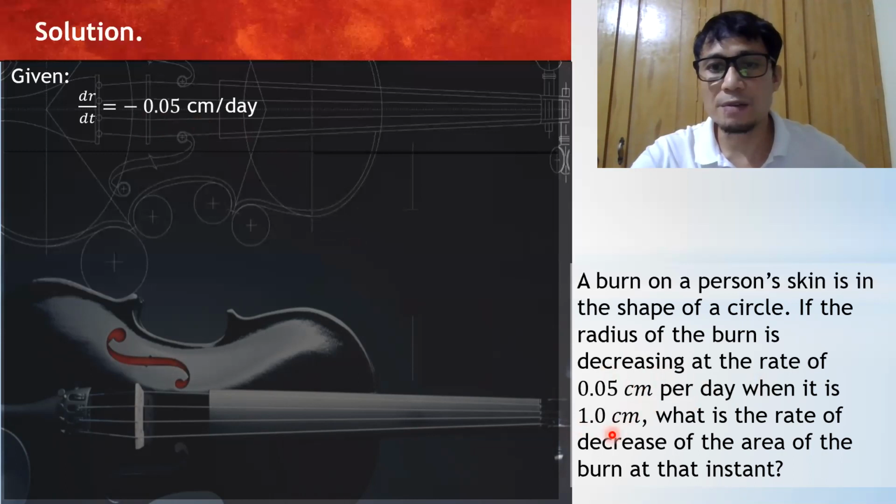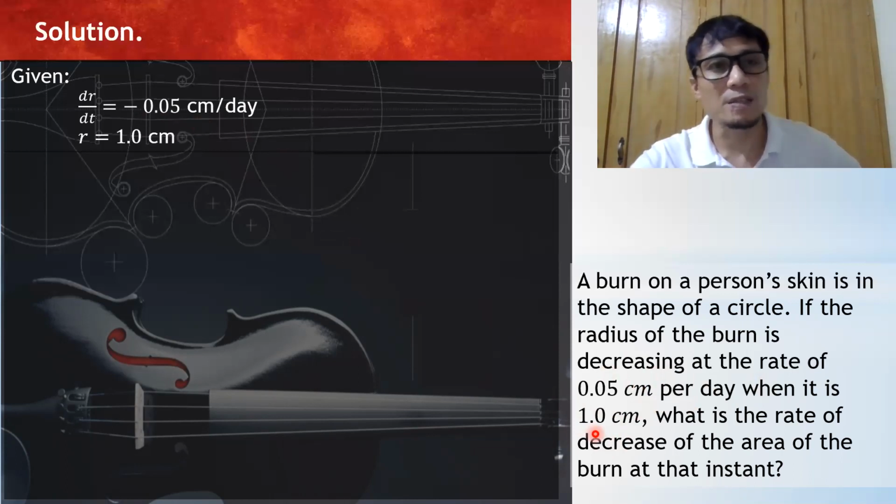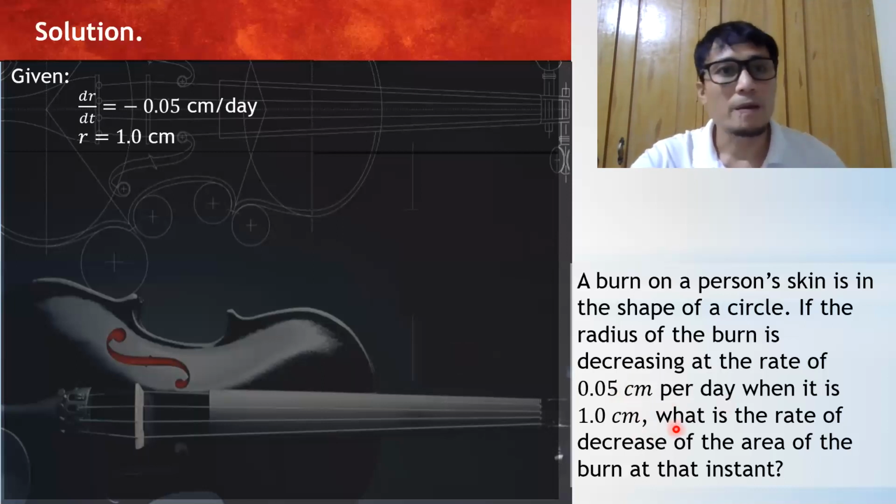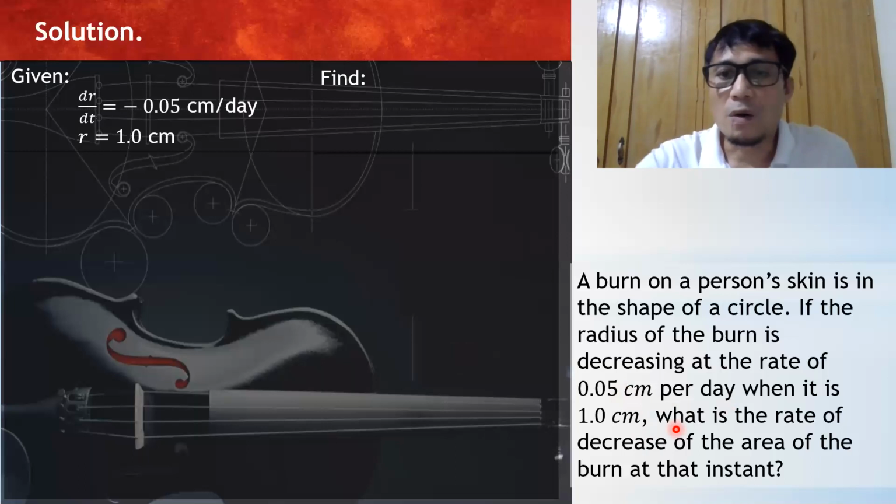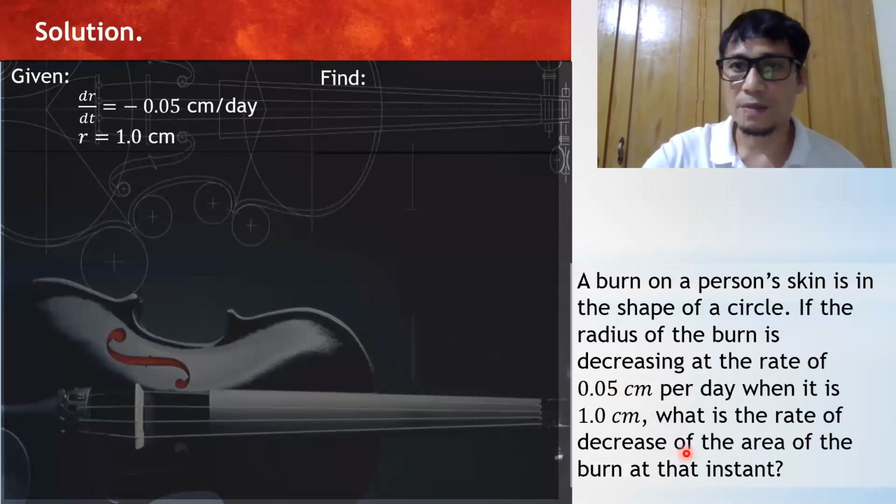When it is 1.0 centimeter, that's again another value. That's the value for the radius. It means that's the starting radius. So include that as our given. R is equal to 1.0 centimeter. Of course, this radius is changing, right? It is decreasing. Starting from 1.0, it is decreasing at the rate of 0.05 centimeters per day.